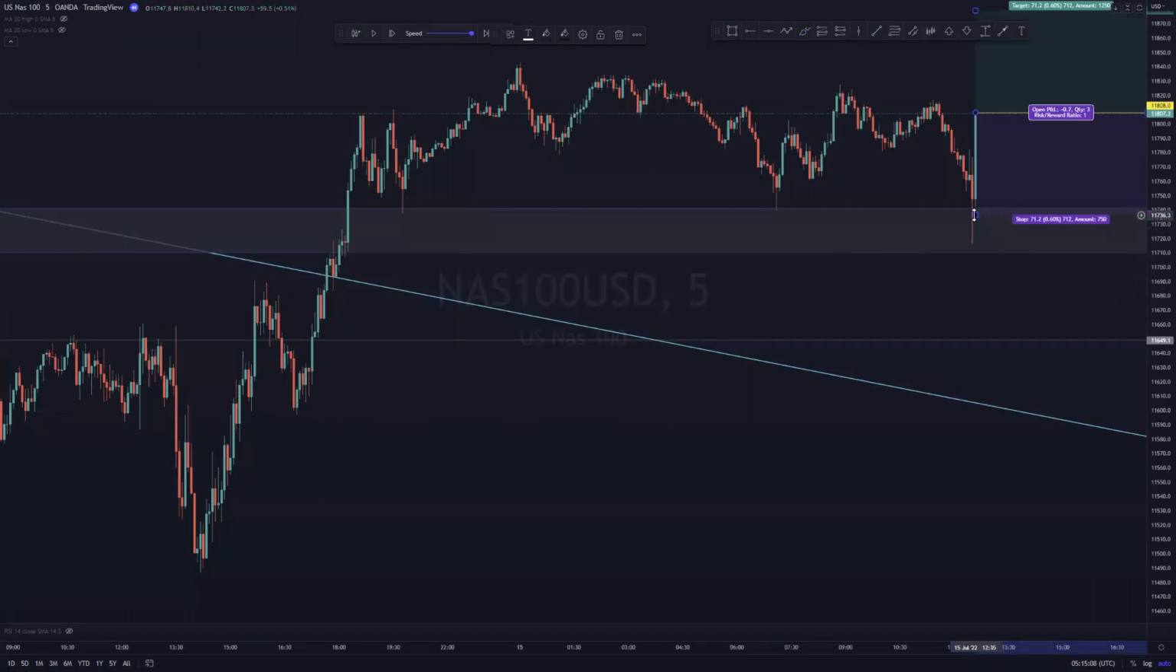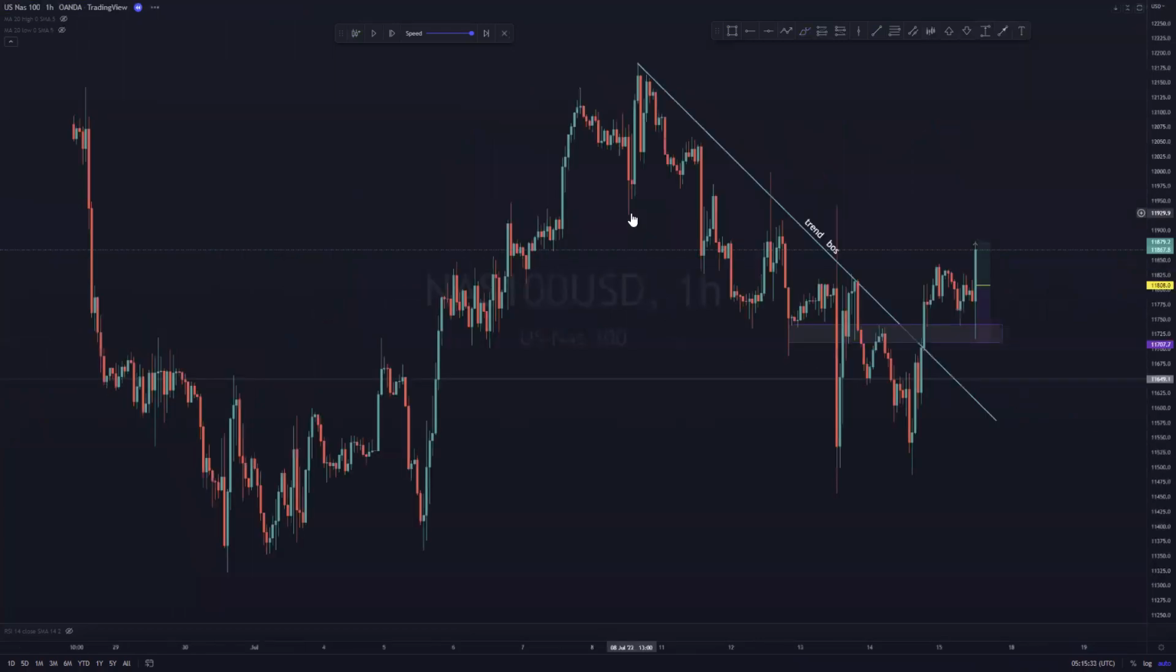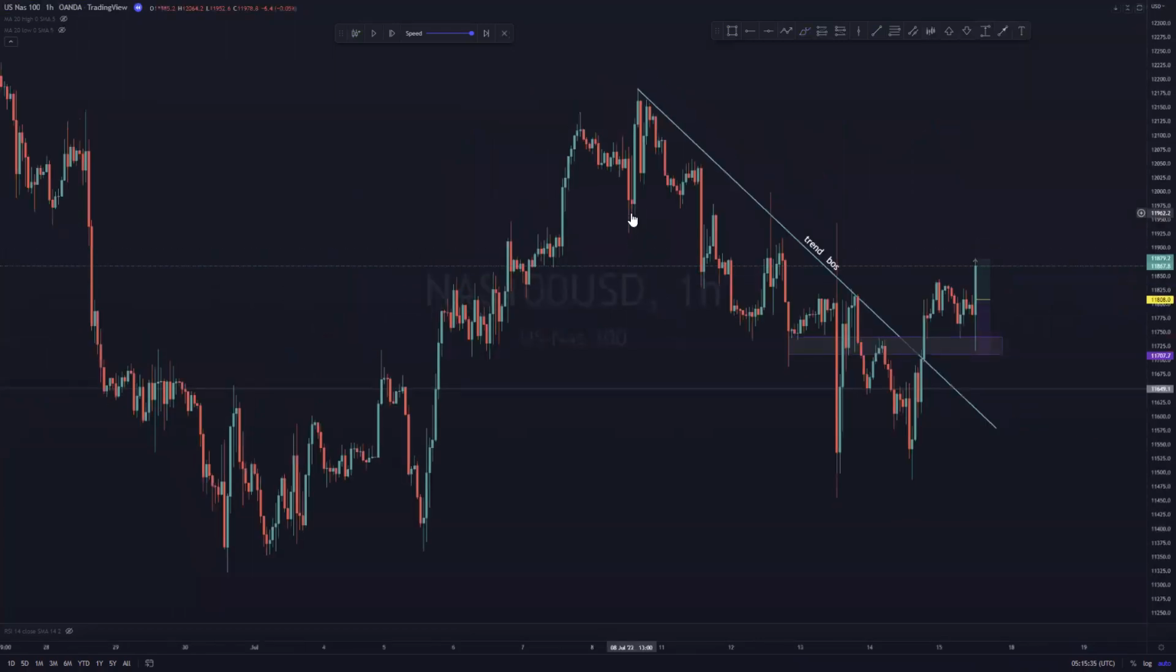Then I put my stop loss on 100 ticks. Okay, 100 ticks in this pair. Then I just navigate to 1 hour time frame to look for my take profit.